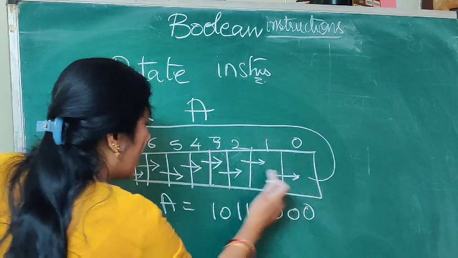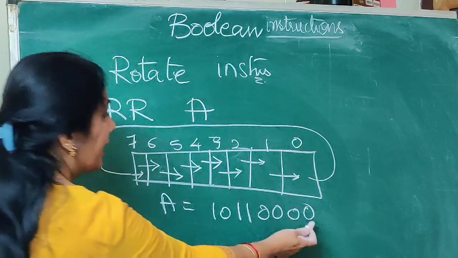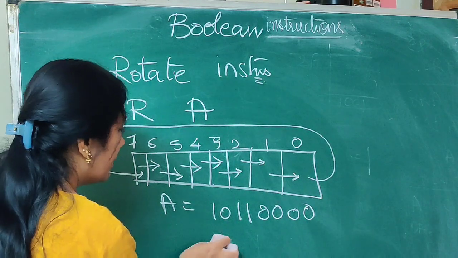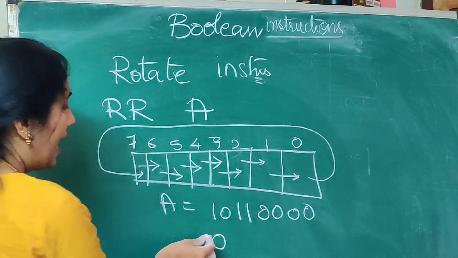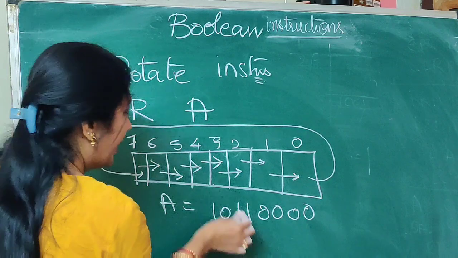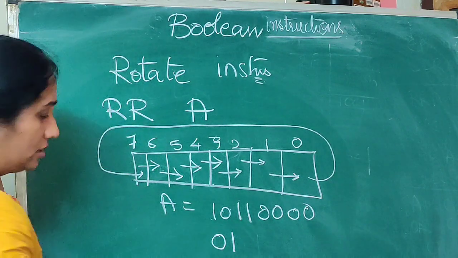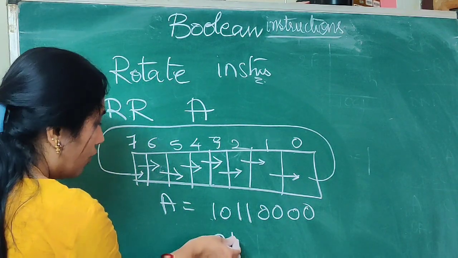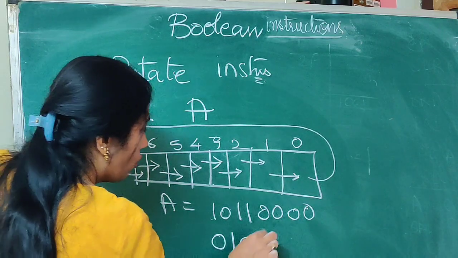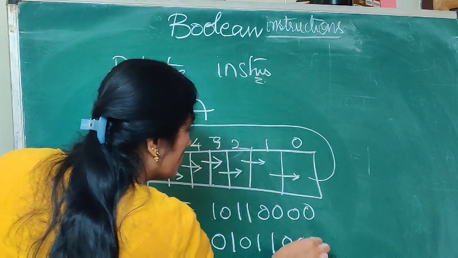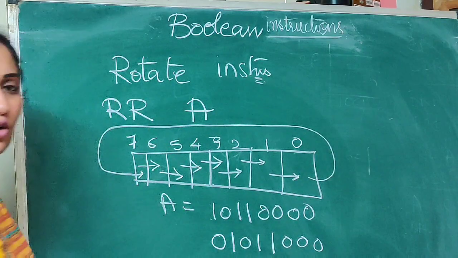See, LSB bit will come to MSB. Okay, LSB bit will come to MSB, that is it will become 0. And this will get shifted to the next lower place. Okay, that is 1, 0, 1, 1, 0, 0, 0. So this is going to be the data.